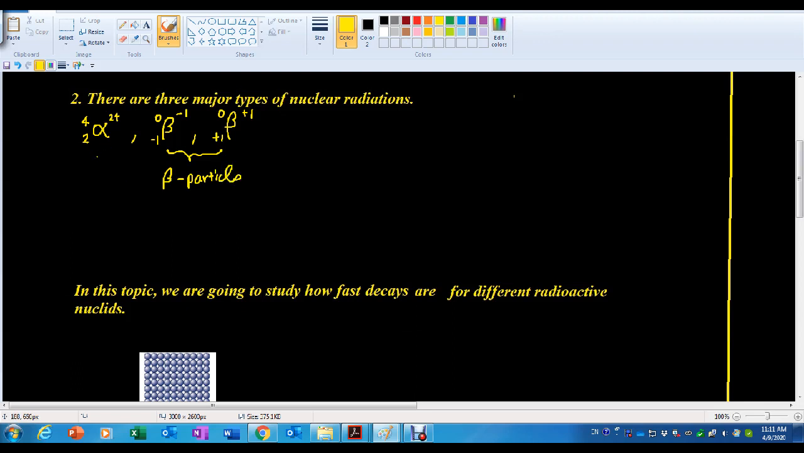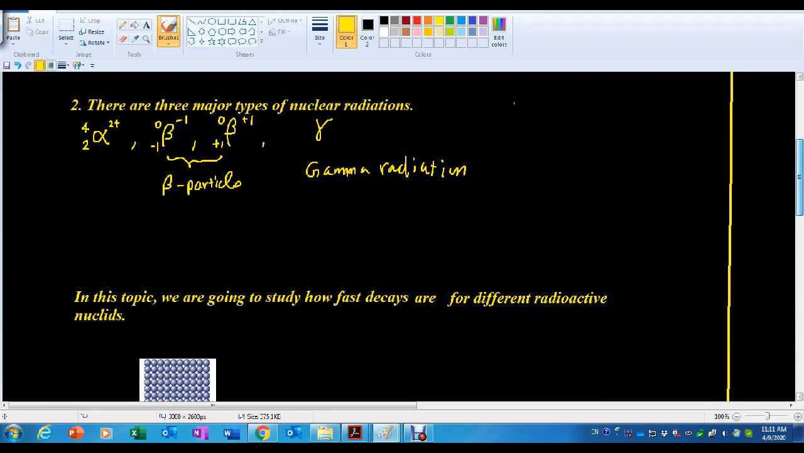So the first one is alpha particles, and we have gamma radiation. This gamma radiation, we don't call it gamma particle because it's EM radiation. Normally we say gamma radiation. So we understand that those unstable nucleus tend to emit alpha, beta, or gamma, and become more stable.